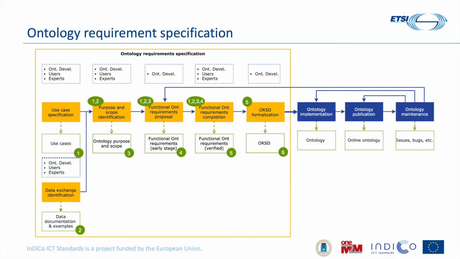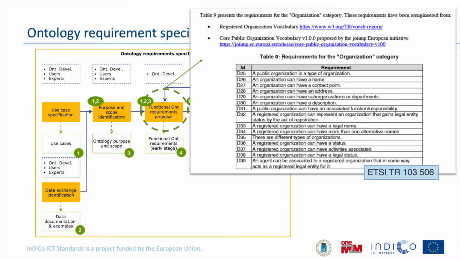After that, the functional ontology requirements should be proposed and completed. In the first step, there is a first round of functional ontology requirements. For this step, we can use the technique of the competency questions as seen before, or just write the requirements as natural language statements, as we are seeing in the slide for the SRF4 city ontology. In this case, these are requirements for the organization category. For example, a public organization is a type of organization.